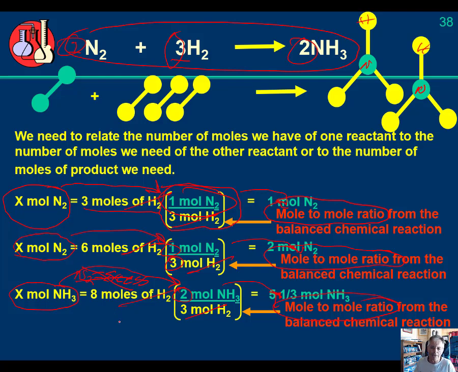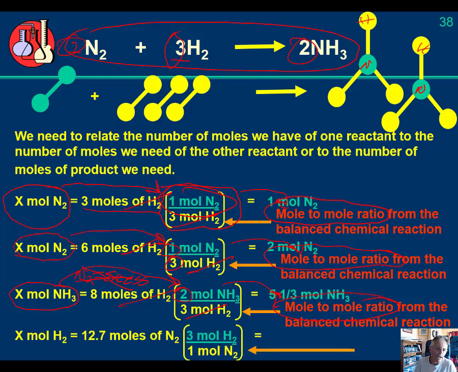amount of nitrogen. Let's do one more of these. In this particular case, I'm not concerned with the ammonia, with my product. What I'm saying is I have 12.7 moles of nitrogen, and I need to know how many moles of hydrogen will be required to completely use up or consume all of that nitrogen.